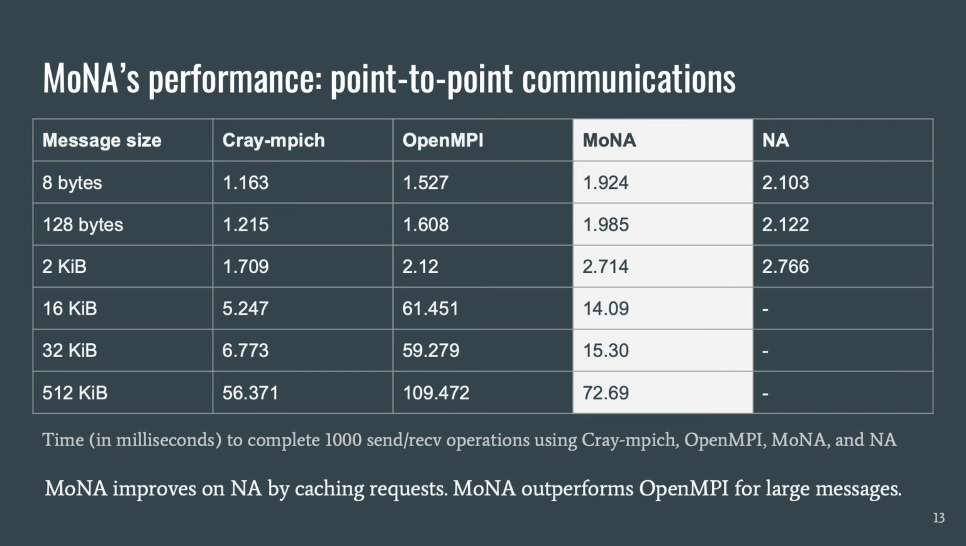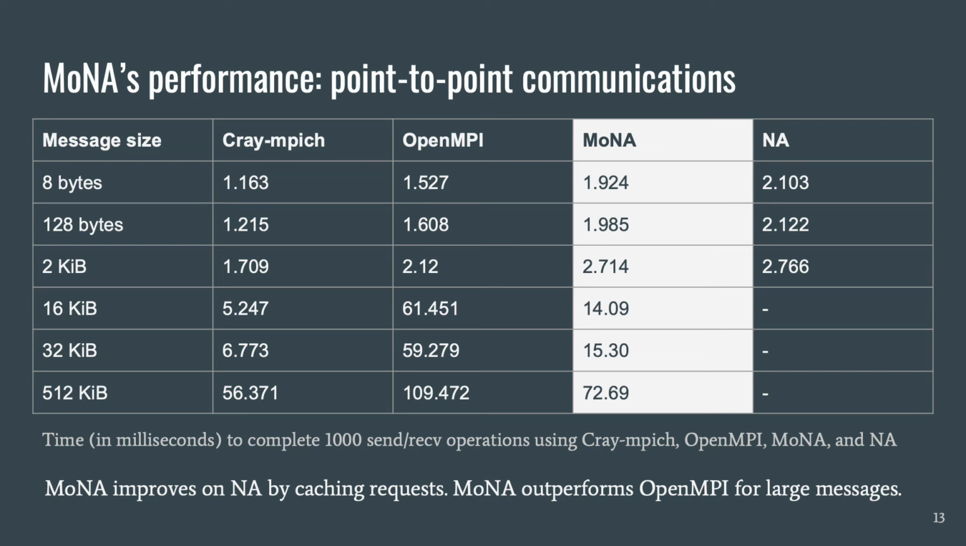We first compared Mona against MPI in terms of their point-to-point communication performance. Here you can see the performance for 1,000 send-receive operations using Cray MPICH, OpenMPI, Mona, and we added NA, the low-level messaging library of Mercury, which we use in Mona, for comparison. We did not expect Mona to outperform Cray MPICH for the simple reason that Cray MPICH is a vendor-provided implementation of MPI on Cori. So we do hope that this vendor-provided implementation is as good as it can be.